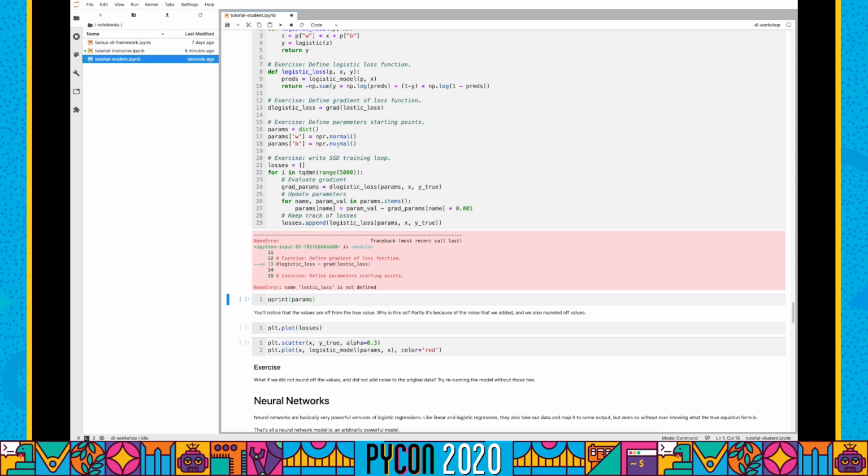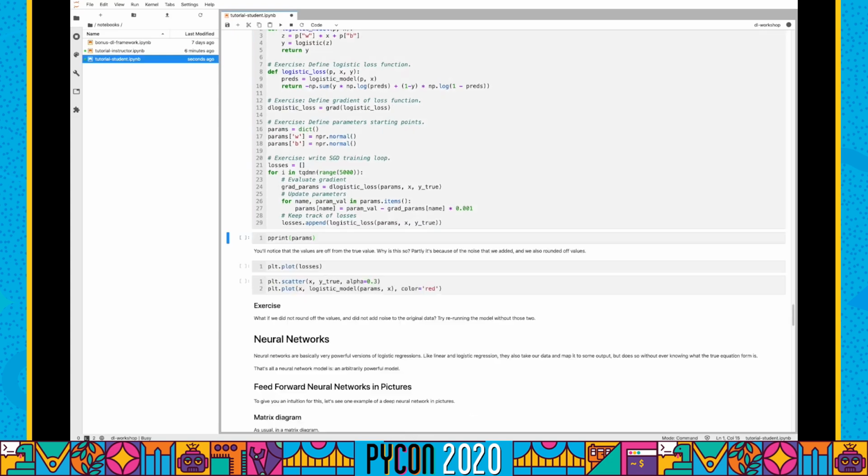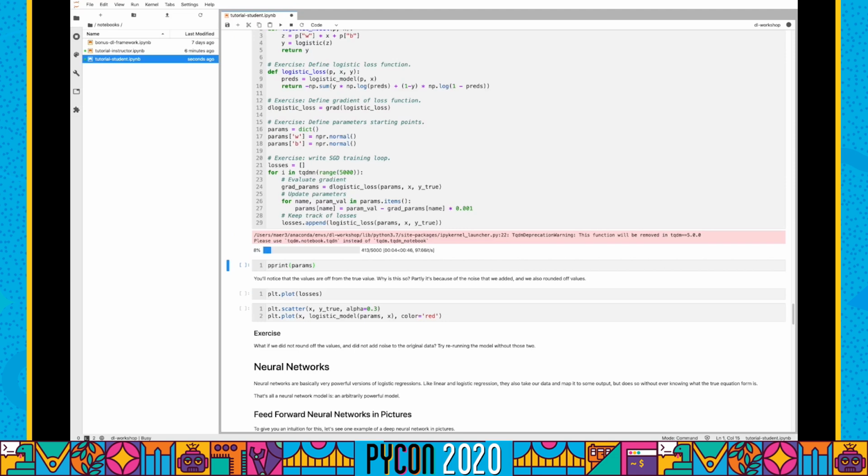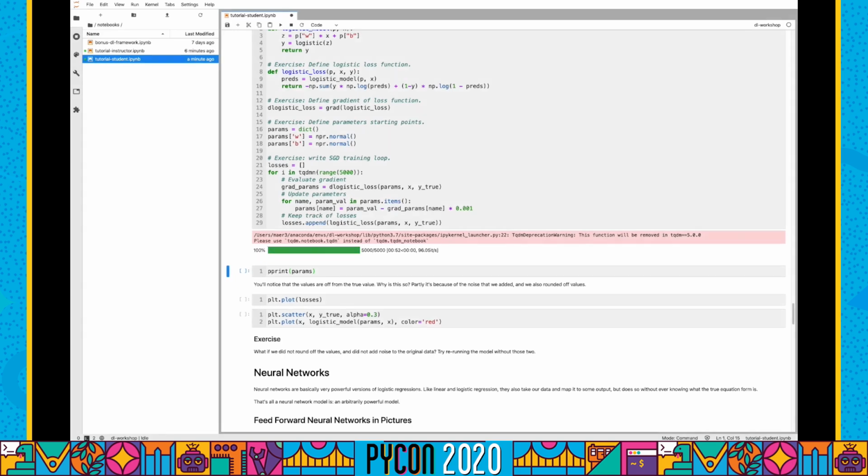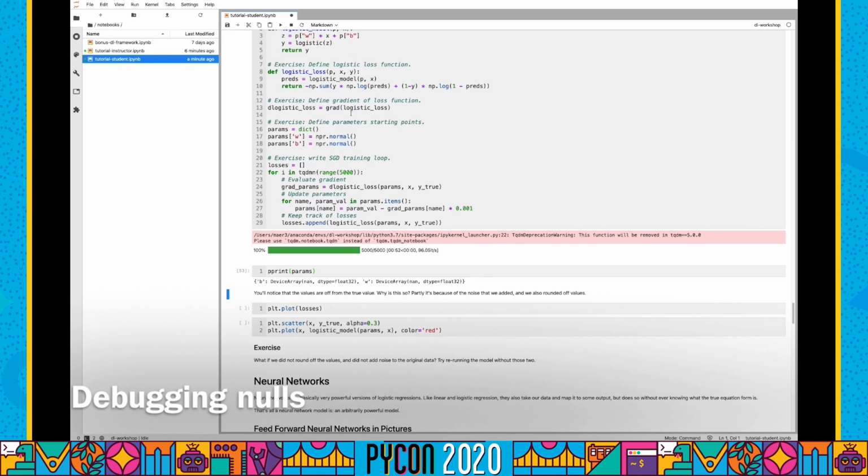Oops, where did I go wrong? Here. Let's get going. Right? We print the params. Oh no, we have some null values.